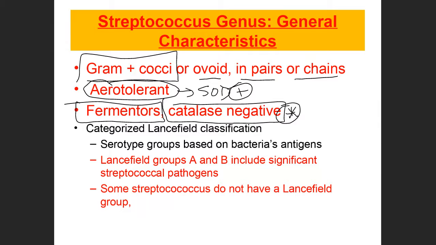So we classify by the Lancefield groups A and B, which are the most medically significant ones. And then some Streptococcus do not have a Lancefield group.